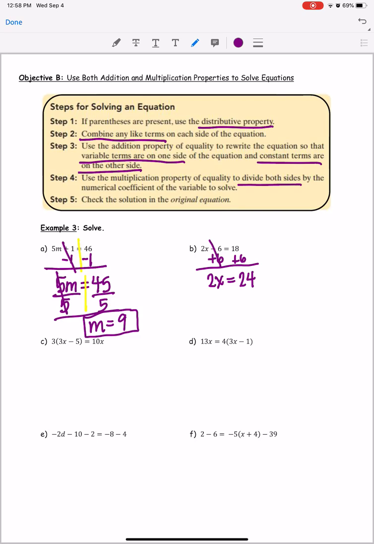We still don't have x by itself, and that's the whole goal. So what's going on between 2 and x? Well, those are being multiplied. The opposite of multiplying is dividing. And what I do to one side of this equation, I've got to do to the other. So if I'm dividing the left side by 2, I also need to divide the right side by 2. So 2 divided by 2 cancel, because that's 1. So we get x equals 24 divided by 2 is 12.